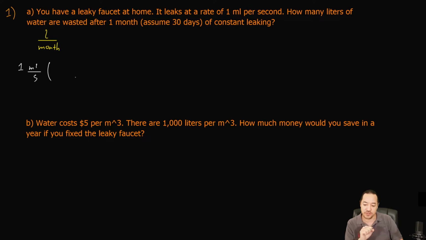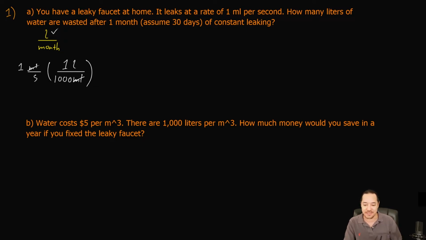Now we want milliliters in the denominator, right? So that will cancel right here. And so that means we'll have liters in the numerator, and we know that there is 1 liter for every 1,000 milliliters. So that's going to be our conversion factor, right? This is all equal to 1, so we're multiplying by 1 here. And when we do that, we're able to cancel out the milliliters and replace it with liters. So now we have liters in the numerator. Good, okay, that part is done.